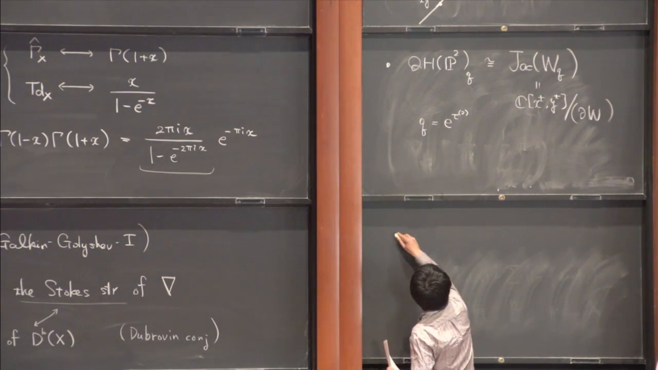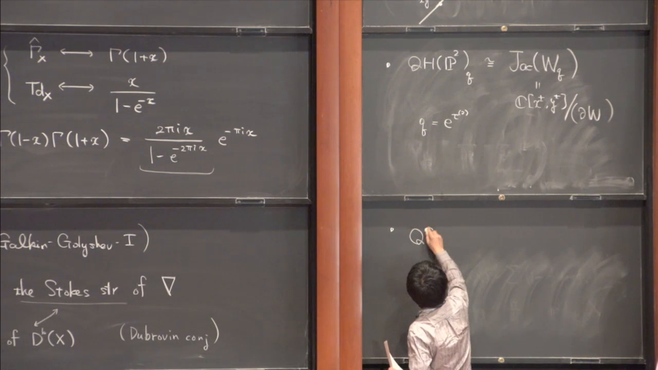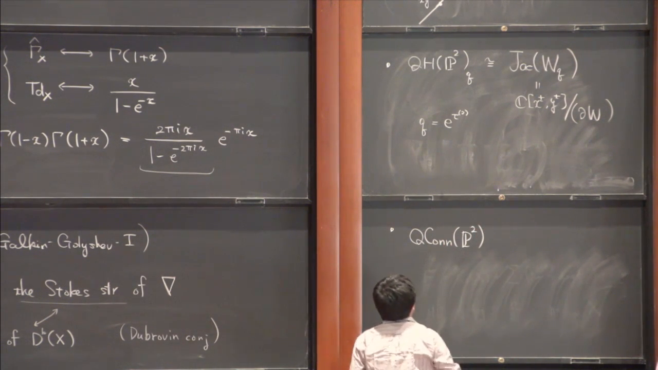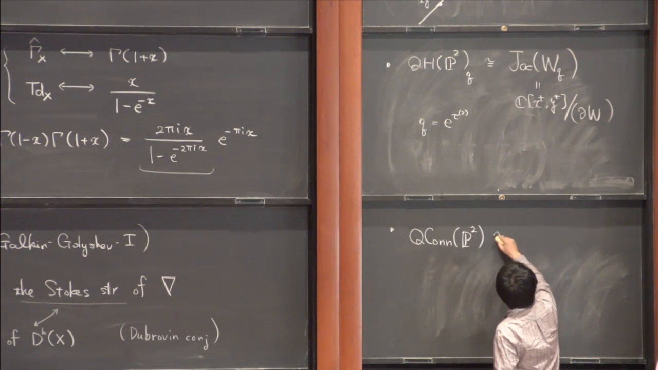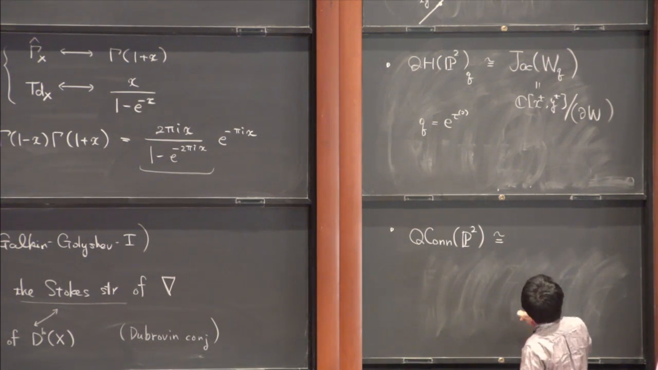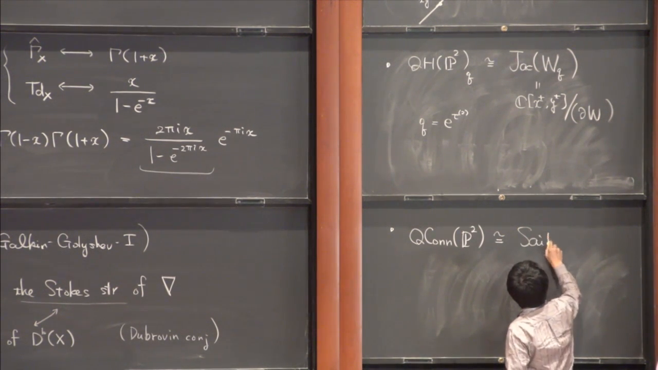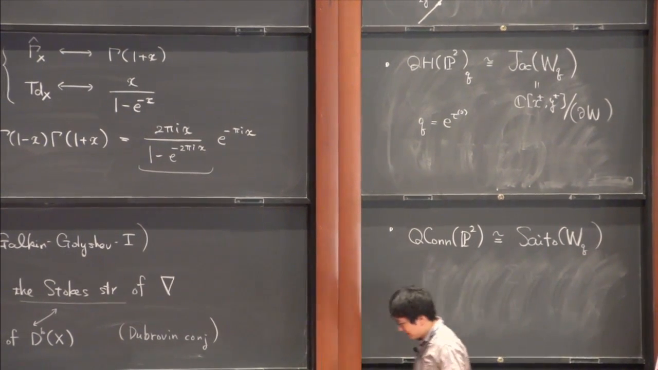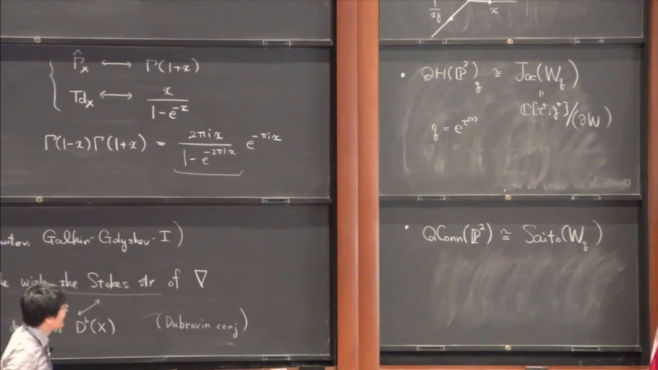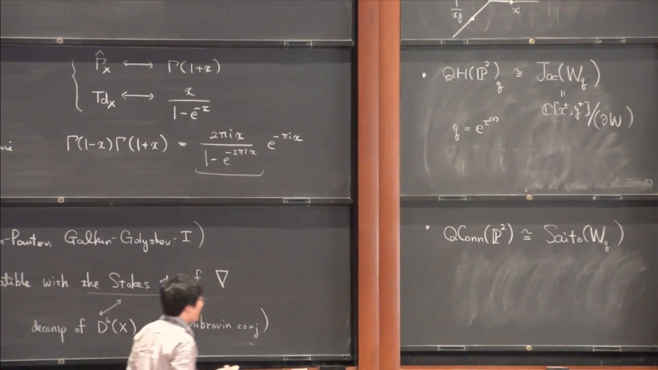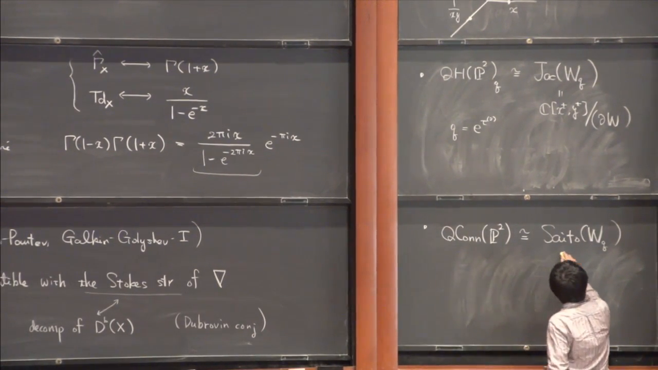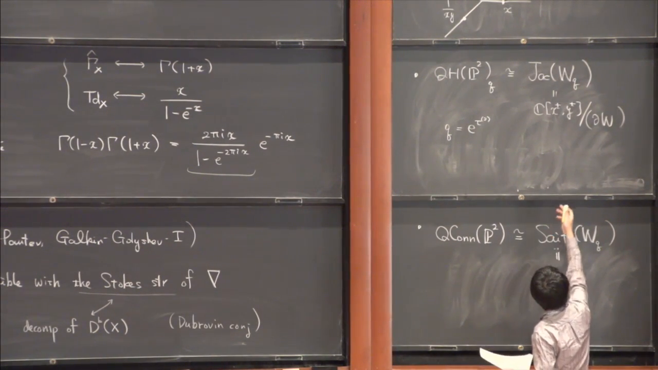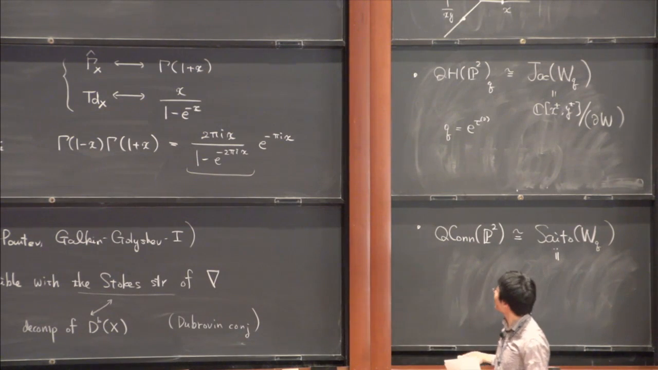So the second isomorphism is quantum connection associated to P2. This is isomorphic to what today I call a Saito structure. Maybe last week I called it a TEP structure, but this is something defined as some kind of quantization of the Jacobian ring.